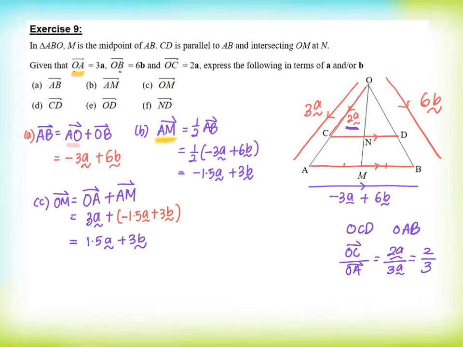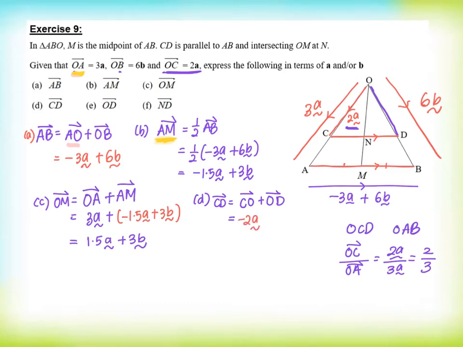How can I find C to D? I will need the vector OD. Why is that so? Part D, C to D is made up of C, I can travel to the point O, then from O, I need to travel to the point D. So now my objective is to find OD. Now we know that CO and OC are opposite in direction, so this will be negative 2A.